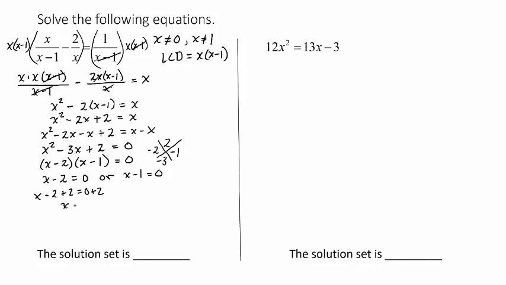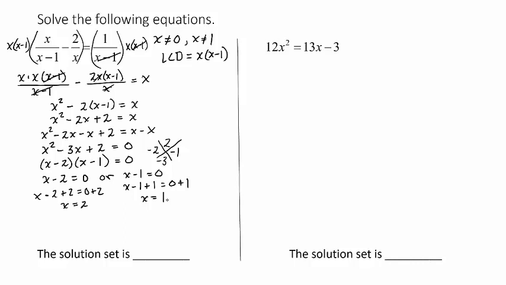So x is equal to 2. And over here with x minus 1 equal to 0, I have to add 1 to both sides, right? So I'm going to have plus 1 equal to 0 plus 1. There we go. Okay, so x is equal to 1. All right, so I have these two solutions, x equal 2 and x equal 1.